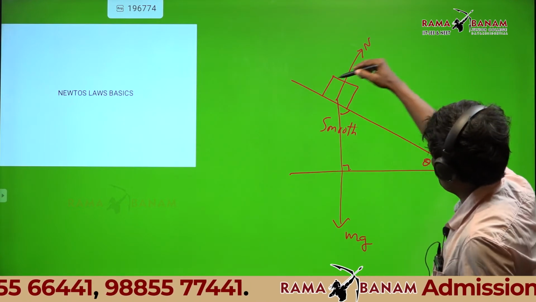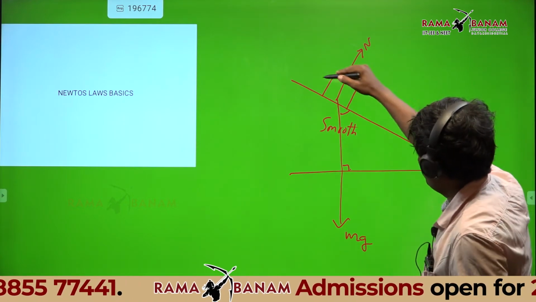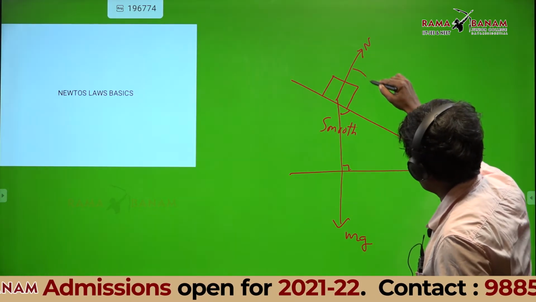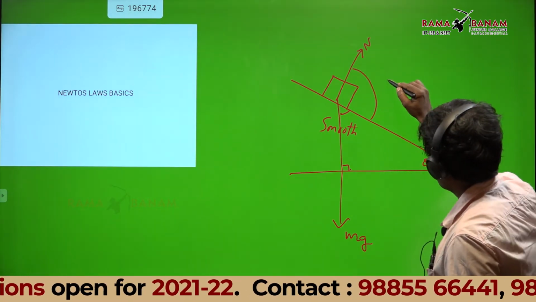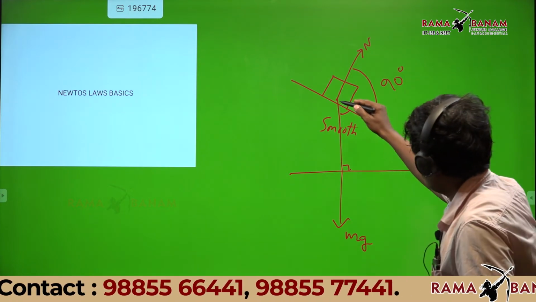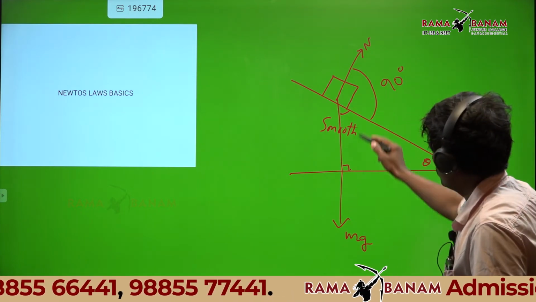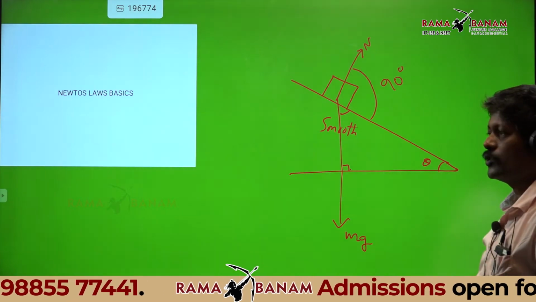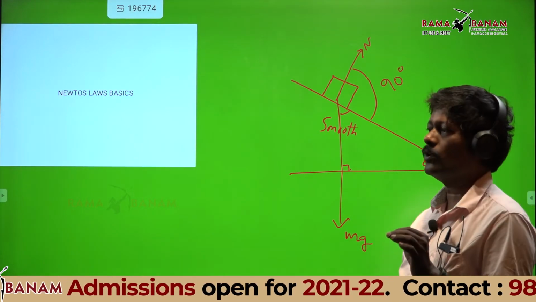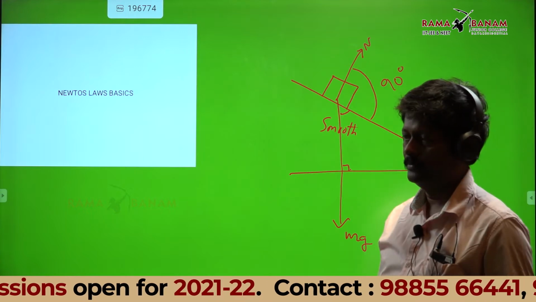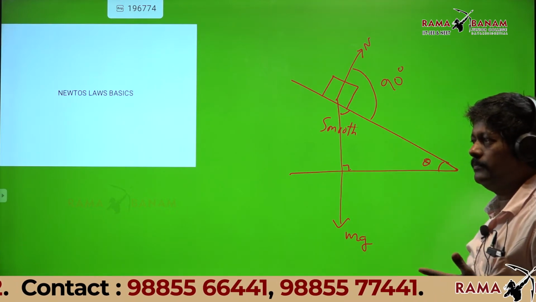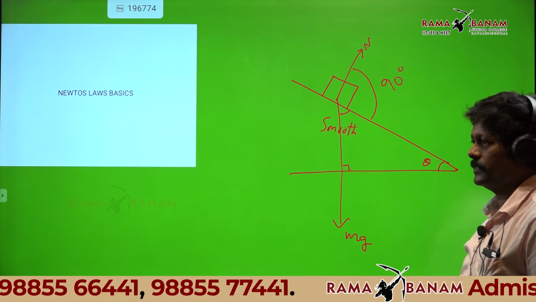Normal reaction is perpendicular to surface. Check here. In the normal reaction, the angle with the surface is 90 degrees, whereas the angle between surface and mg is 90 minus theta. So what I wanted to tell you is normal reaction is always perpendicular to surface, whereas mg may not be perpendicular to surface.